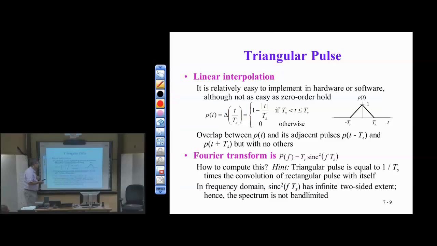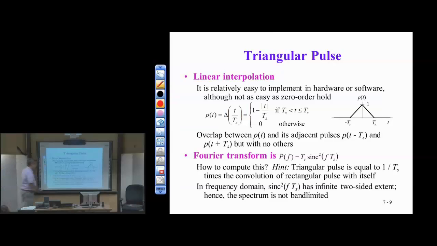So relatively easy to implement in hardware or software because I just need two data values at any one time and just draw a line between them. So it's not as easy as zero order hold. I need 2 points instead of one, but it's a pretty simple filtering operation. So here's a triangular pulse in the time domain, unit amplitude. The width is now doubled over the rectangular pulse. Got to make sense. I need two samples to produce an output value.